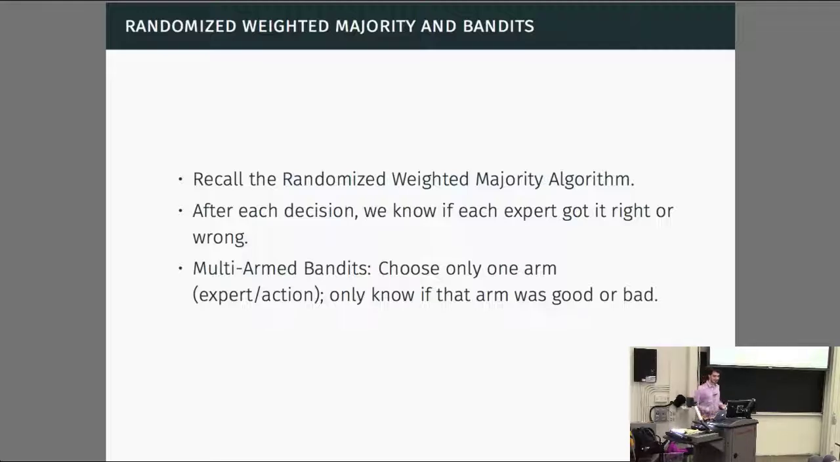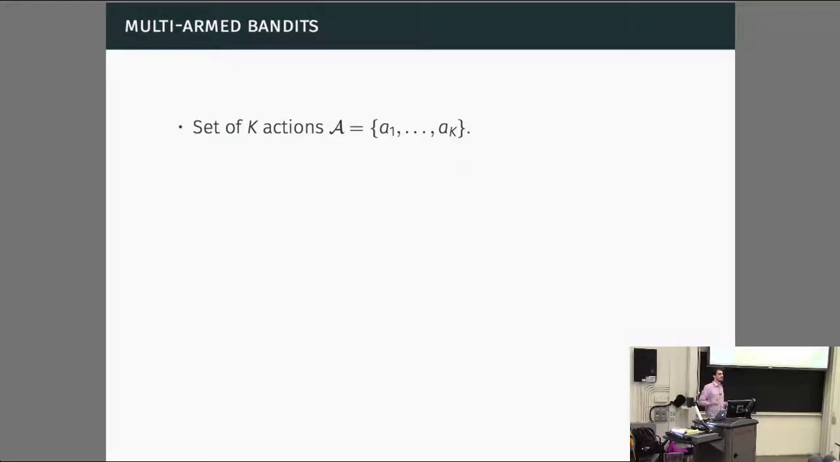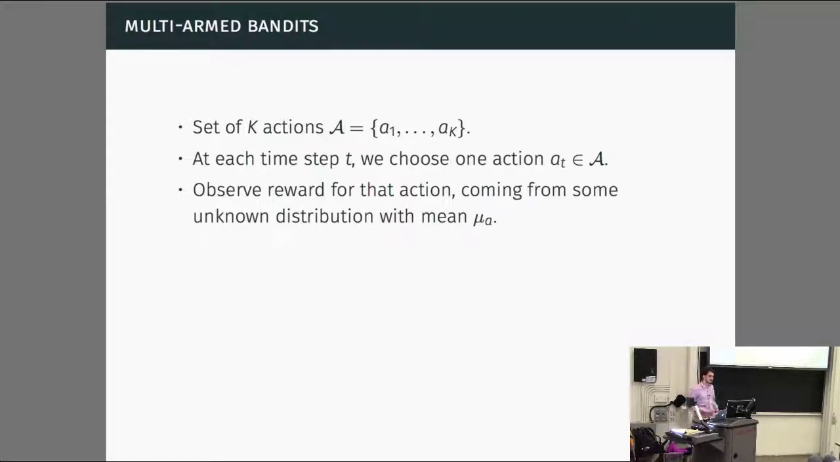So in the education setting, these arms represent different actions, different learning activities or instructional activities we can give to the student. We want to find which of these activities are the best. So let me formally define the setting. We have a set of k actions denoted by this script set A. And then at each time step t, we choose an action A sub t, and then we observe a reward for that action. That reward comes from some unknown distribution that has some unknown mean mu sub A, for action A, but we don't know what this distribution is.